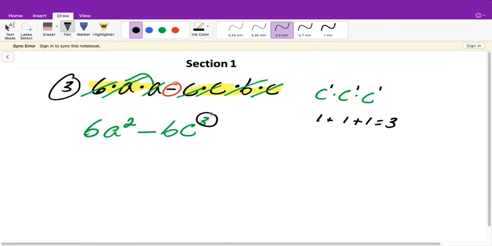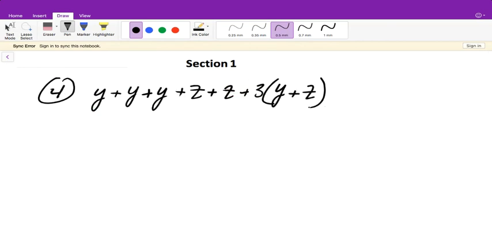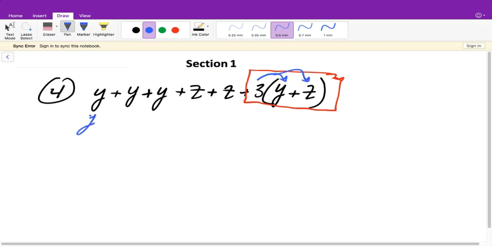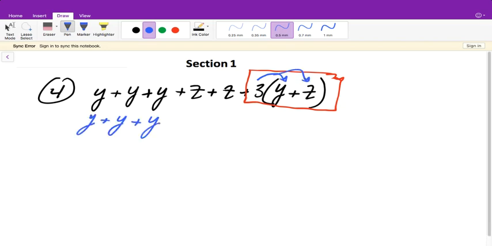All right, last question for this section. So for this one, you notice like all of them are addition signs. There's only one multiplication that's happening, and that's 3 and this y plus z. So I'm not actually going to circle all my addition signs. What I would do first here is I'm going to distribute the 3 in. So I get y plus y plus y plus z plus z. 3 times y gives me plus 3y, and 3 times z gives me plus 3z.